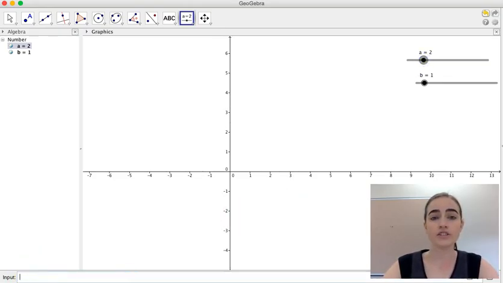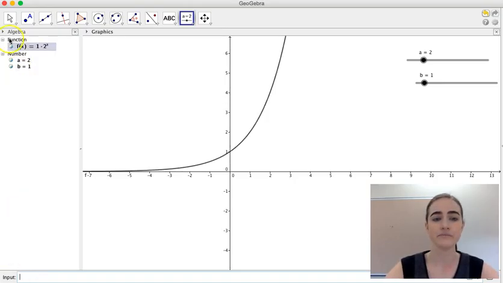So the equation of our exponential function has to have something to the power of x. So what we're going to write is y equals b, and then we want times, so shift 8 to get that little asterisk, and then a to the power of, so that's your shift 6 to get that little up arrow, and then x. So hit enter. So now at the moment we've got 1 times 2 to the power of x, and it's giving us this black curve here. So this is what a basic exponential function looks like.